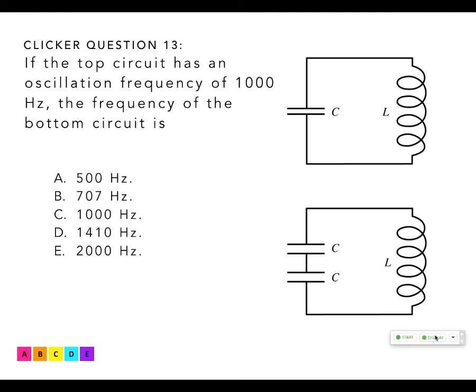But what is this? That is frequency 1. Okay? So you get square root 2 times frequency 1. Frequency 1 is 1,000. Square root of 2 is 1.41. Okay? So that means you have square root of 2, 1.41 times 1,000. That should be D. Okay?